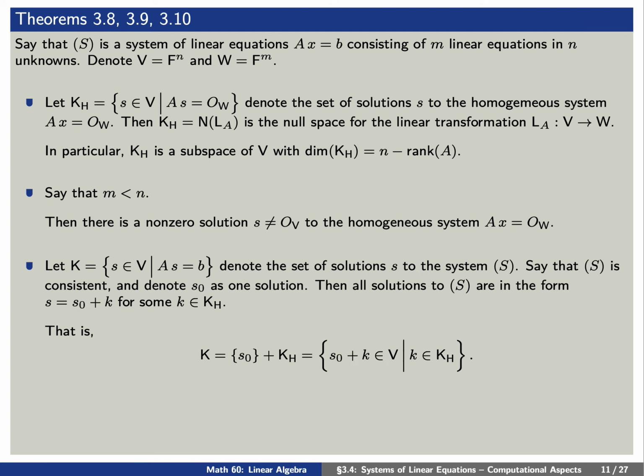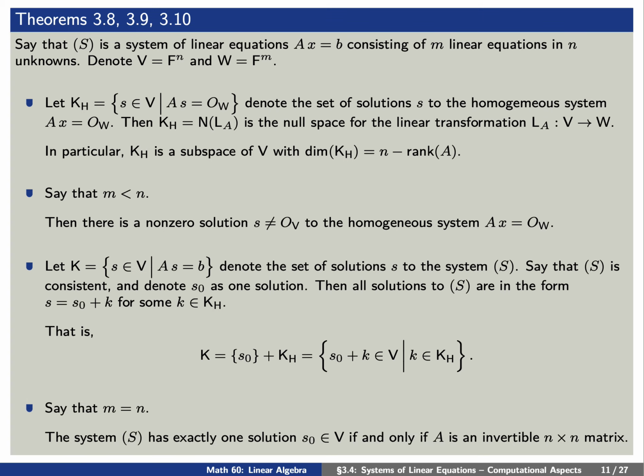Let's denote K as the set of solutions to our system, capital S. For the moment, let's say that our system is consistent. That is, we have at least one solution denoted by a lowercase s sub 0. Then all solutions are of the form s sub 0 plus k for some lowercase k in our set capital K sub h. Finally, let's say that m equals n. That is, we have the same number of equations as we do unknowns. Then our system has exactly one solution, s sub 0, if and only if A is an invertible matrix.